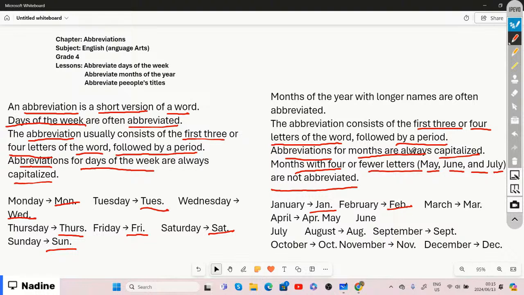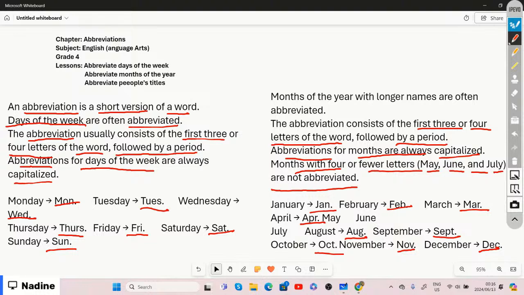March is five letters, which means that we are abbreviating it to three, which is Mar. April, right, is five letters, which means that we abbreviate to Apr, with an R. May stays the same. June stays the same. July stays the same. Then August, we abbreviate to Aug. September, we abbreviate to Sept with a T at the end. October, we abbreviate to Oct. November to Nov, and December to Dec.